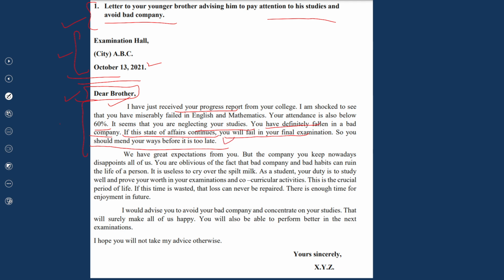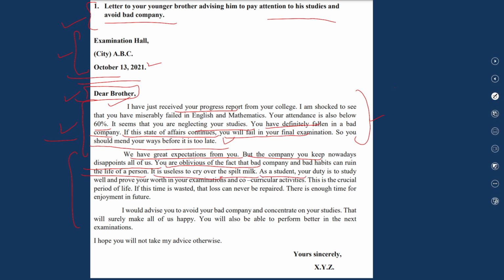Now, the whole essence, the main idea, is mentioned here at the start. The purpose of writing the letter is that you're going to advise him. So you have to mention his current condition and let him know that you are aware of the whole situation. We have great expectations from you, but the company you keep nowadays disappoints all of us. You are obviously aware of the fact that bad company and bad habits can ruin the life of a person. It is useless to cry over spilt milk.